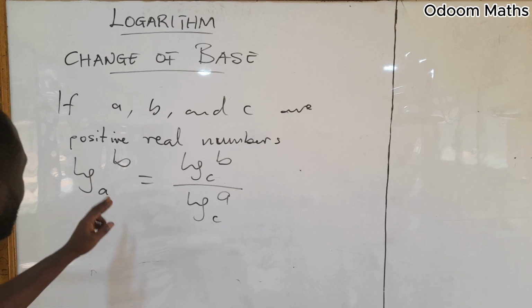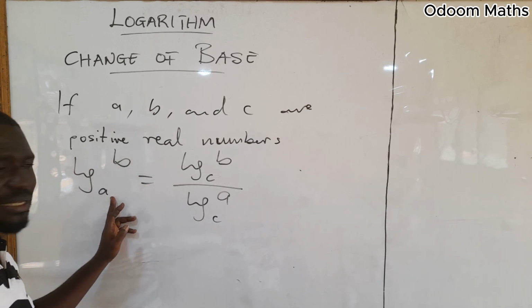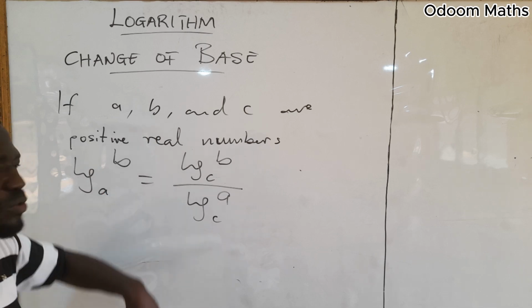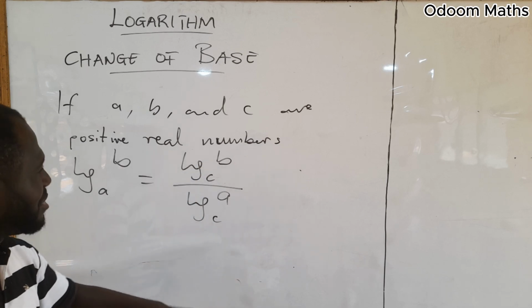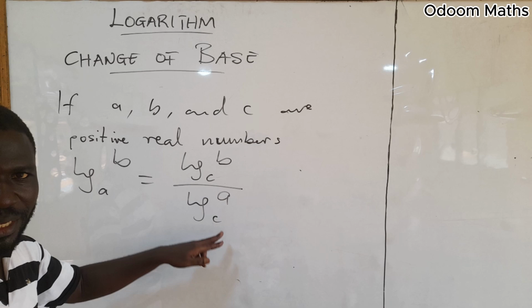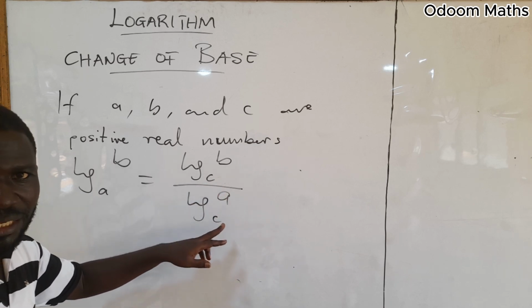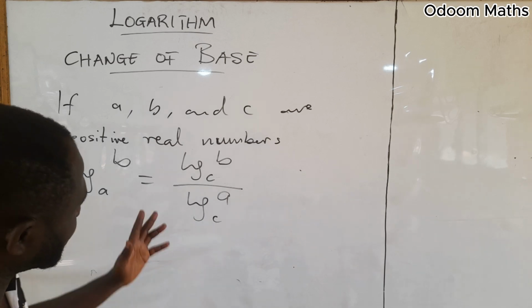So here, formally, we have log B with a base A. Now we've introduced a third variable, C, to be a base. So log B base C should be over log A base C. So the base here should be the same as this one. Okay, so let's look at a small proof of this.